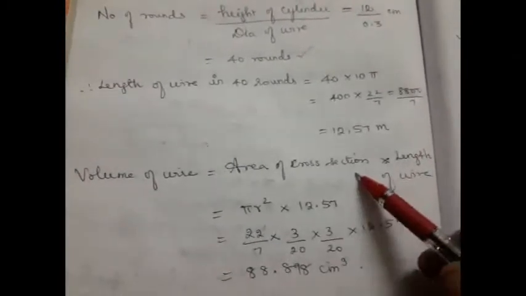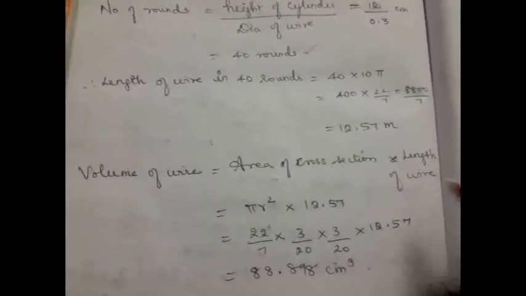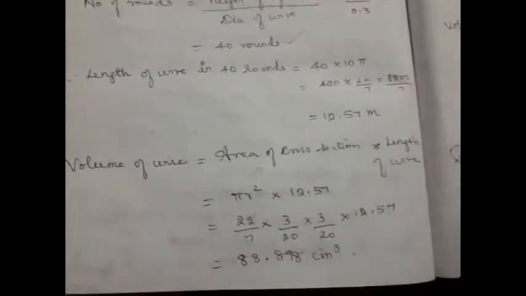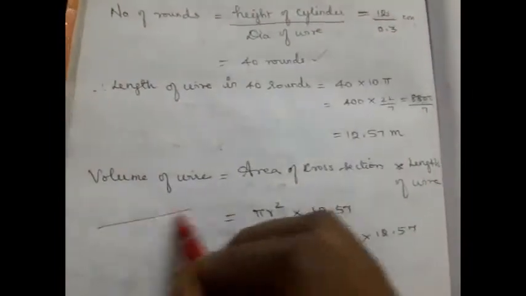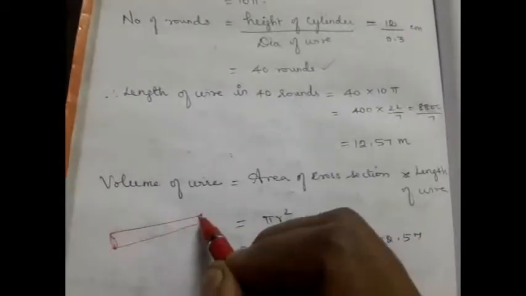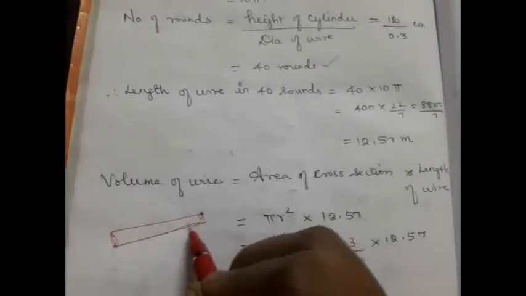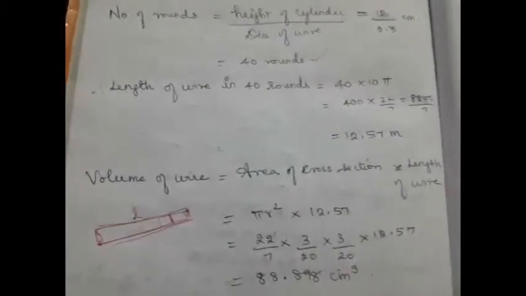Area of the cross section multiplied by its height. Since it is a wire, the height is considered as the length of the wire, right? So it will be like this, and the length of the wire is the height, and the cross section is going to be a circle.